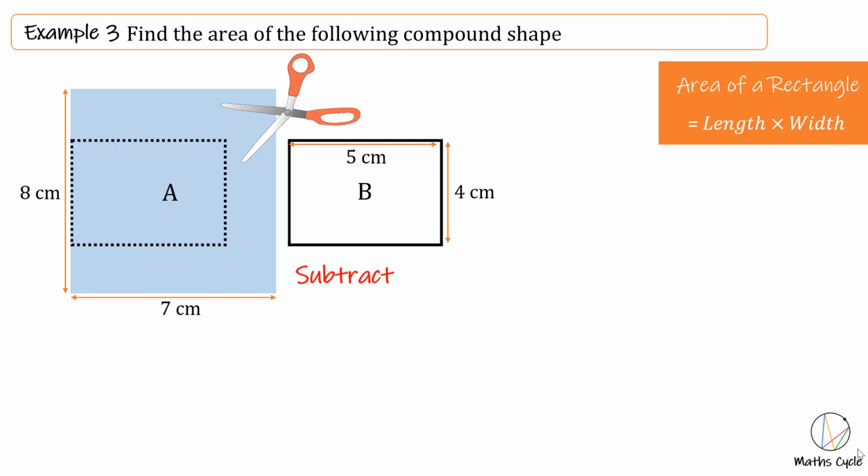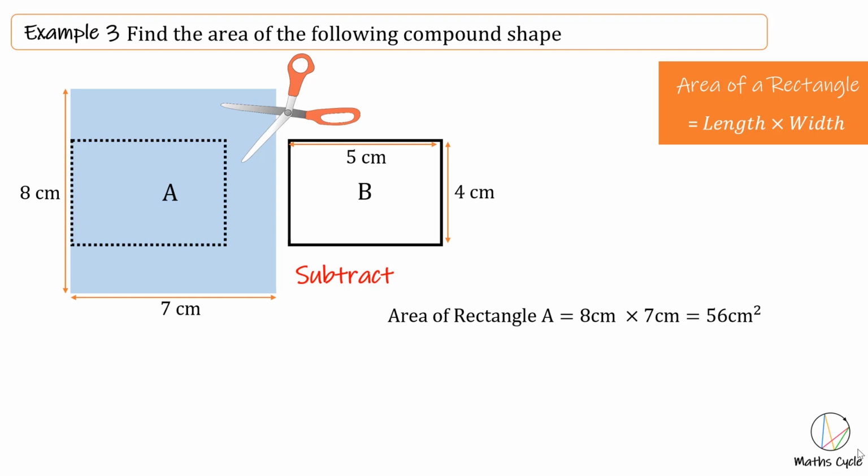So that means we'll be taking the little rectangle away from the big rectangle, so we will be subtracting. Okay, so first of all we need to get the area of the big blue rectangle. Imagine it as a big piece of blue paper. So using our formula, the area of a rectangle is length multiplied by width. So the area of rectangle A is 8 centimeters multiplied by 7 centimeters equals 56 centimeters squared.